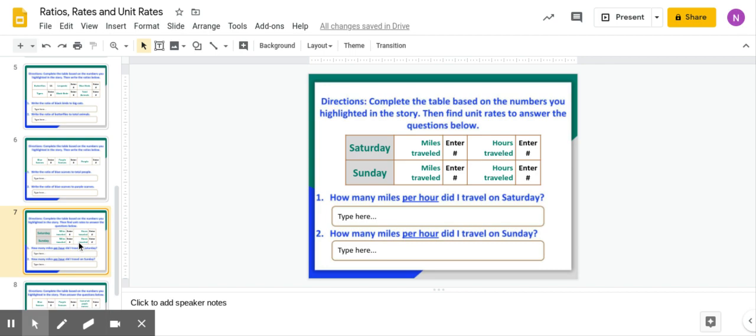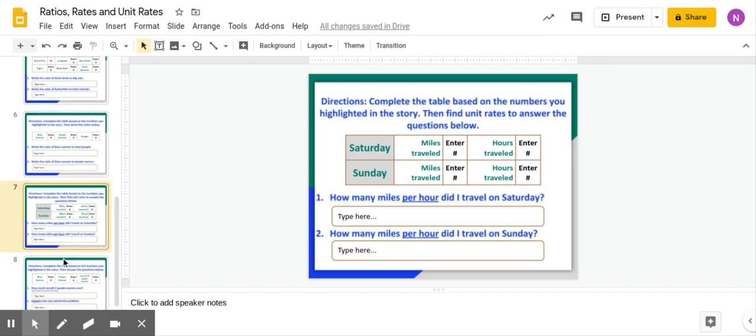All right, complete the table based on the numbers you highlighted in the story, then find the unit rates to answer the questions below. So we traveled through the forest on Saturday and Sunday. So you're going to find the number of miles I traveled on Saturday and the hours we traveled on Saturday. Same thing for Sunday. All right. Once you do that, you're going to find how many miles per hour. So that means how many miles did I travel in 1 hour? Okay. So to find that, I'm going to have to find a unit rate. Okay. You learned how to do that yesterday and the day before.